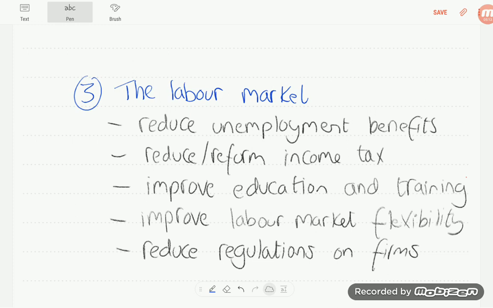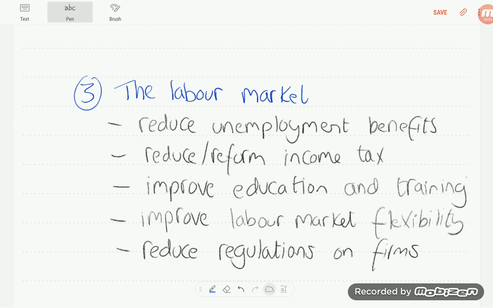Another example can be about improving education and training. For instance, apprenticeships allow people to learn practical skills while gaining relevant qualifications. Also, improvements in education will not only allow employees to become more productive, but also can lead to greater occupational mobility.